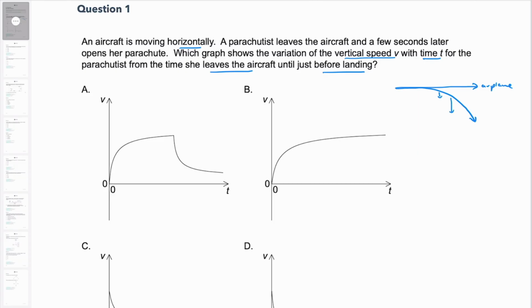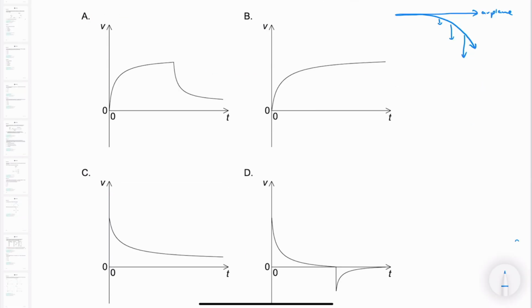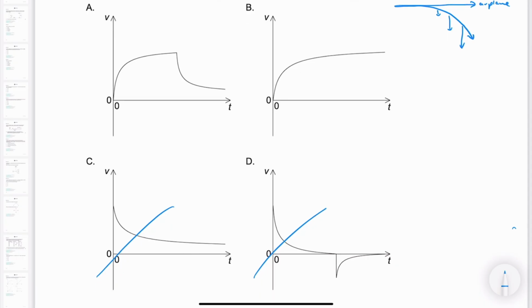And we know that the vertical speed of this parachutist will increase because she's falling under the influence of gravity. So we expect her vertical speed to increase. Now, if you look at these graphs, C and D show the vertical speed decreasing. So we know it's not C or D. We can get rid of them straight away.